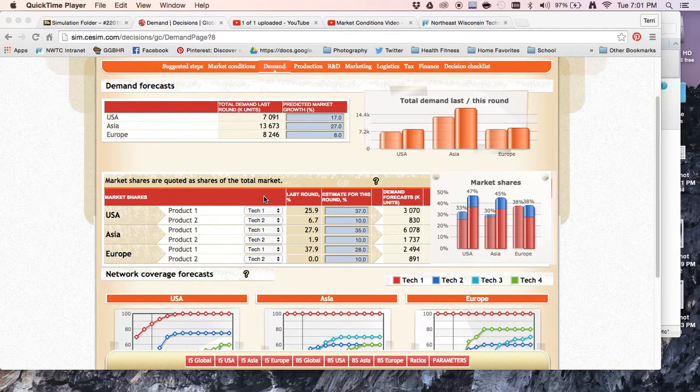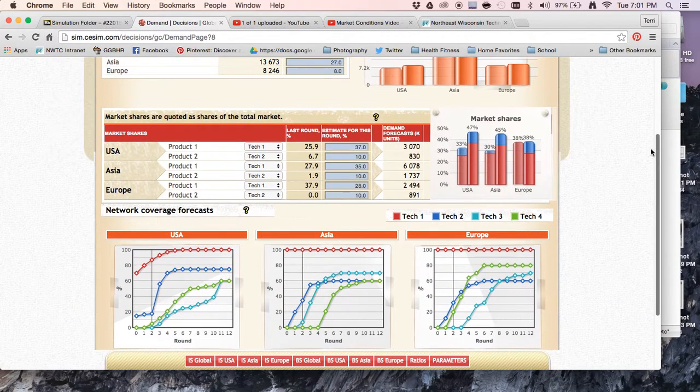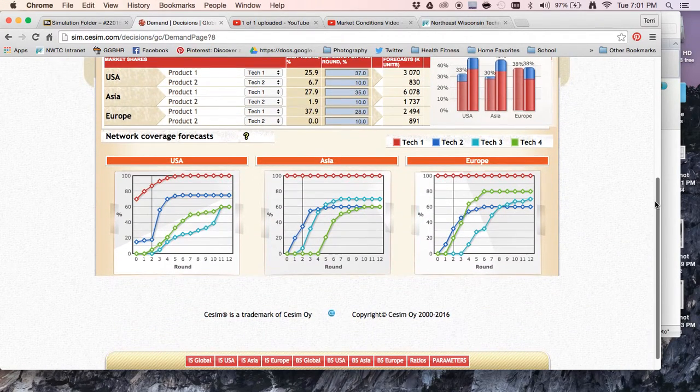The next section I would like to review with you is demand and a little bit of research and design because this will play into it. So your demand screen is where you go next to market condition, and I really like to go to the bottom of these screens first. So these three graphs are telling you your network coverage forecast.